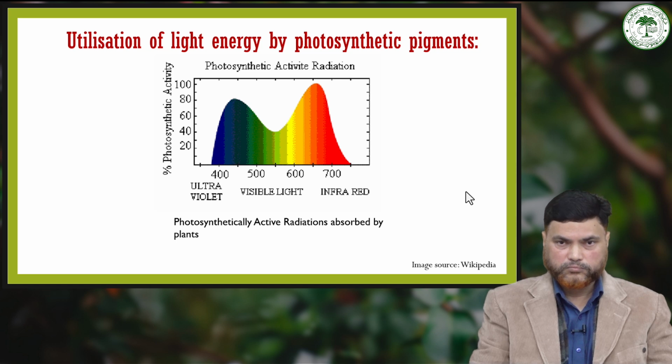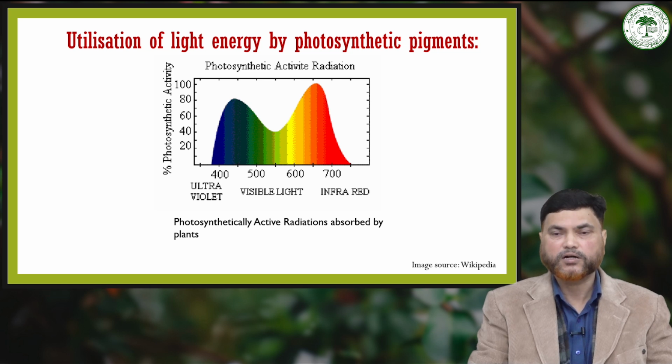So how is light energy utilized by photosynthetic pigments? Whatever light energy falls on the surface of the leaves is not all absorbed by pigments; some of it is reflected and some is transmitted through them, and you see that only a little portion of it, say about 1%, is actually absorbed by these pigments.